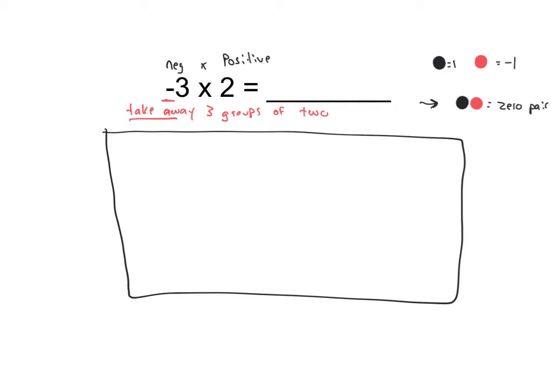So I'm going to start with 3 groups of positive 2. There's 1 group, 2 groups, and 3 groups. But I need my table to still equal 0. So I'm also going to add 3 groups of negative 2. So the value of our table is still 0 because we basically have positive 6 plus negative 6, which equals 0. But now we can take away 3 groups of 2.